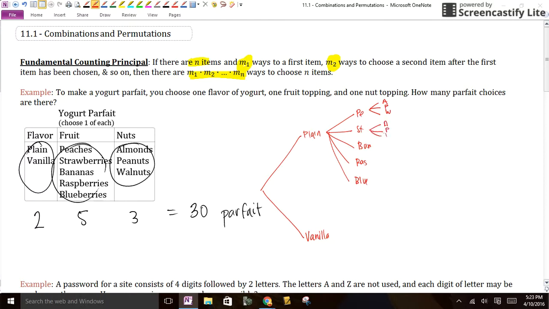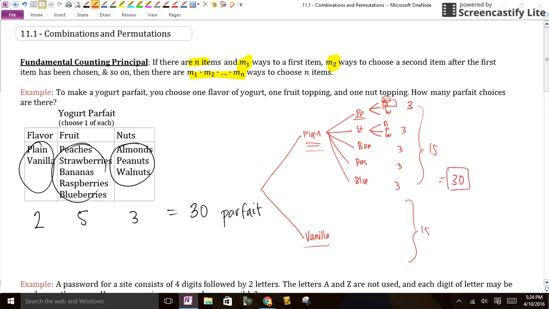And you know what this does? This shows you every single outcome that would happen. So you could have a plain with peaches and almonds, or a plain with peaches and peanuts, or a plain with peaches and walnuts. See, right there's 3 different outcomes. And you'll have 3 here, and 3 here, and 3 here, and 3 here. You'll have 15 outcomes here. And then we haven't even talked about vanilla. Vanilla is going to mimic that exact same 15. And that's how you get 30 different outcomes.